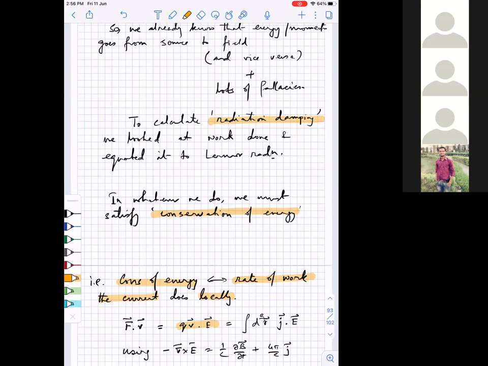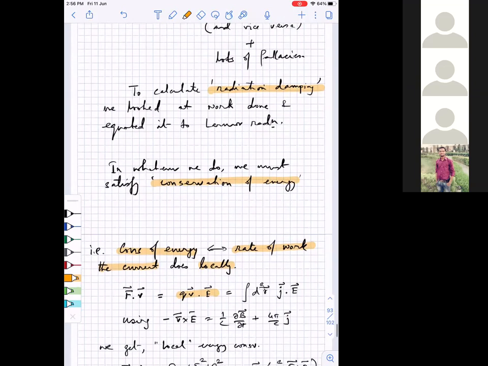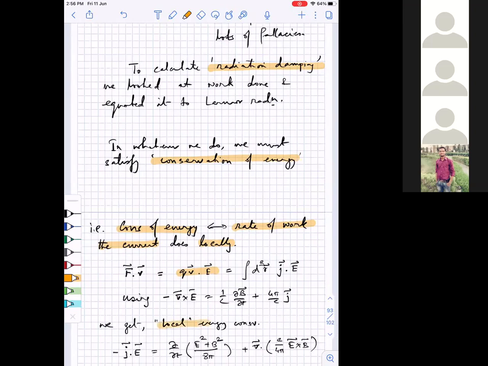So my curl of B will give you my del E del t and J. And I put my J back in this equation above. So we get the local energy conservation. The important part is local. So everything over here, Maxwell's equations and local equations, remember? So whatever you're doing over here is local. That's a very important thing you want to keep in mind.